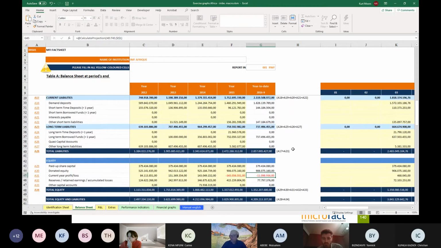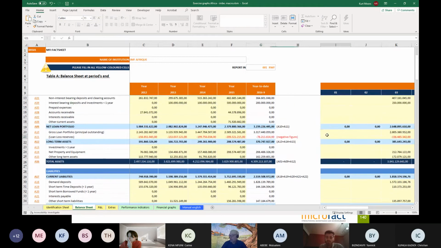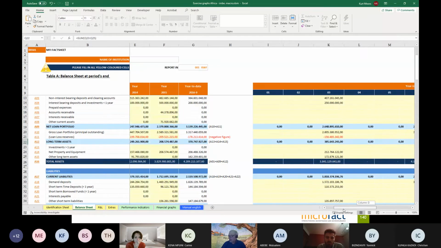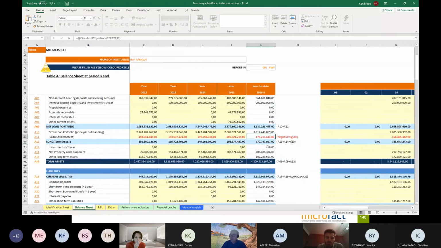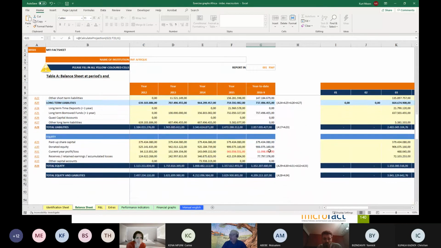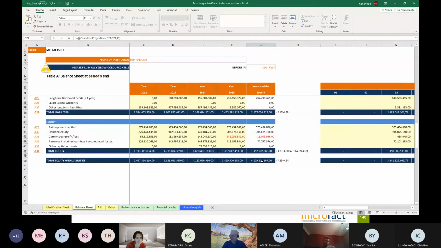So I have to balance my figure. So here I add my 100 million. So now you can see my small barrel has increased with 100 million. My balance, total assets compared to equity and liabilities, is exactly the same.